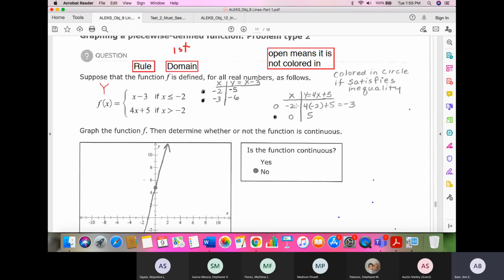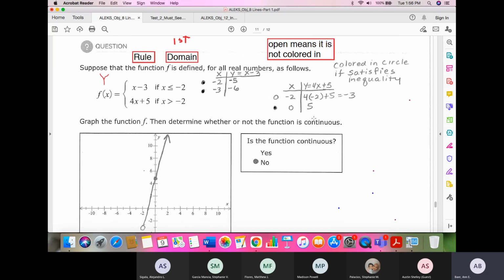So now we just plug in -2. We plug it in for x, we get 4 times -2 plus 5. 4 times -2 is -8, plus 5 is -3. And then we want to plug in our 0. 4 times 0 is 0, plus 5 is 5. Any questions so far?